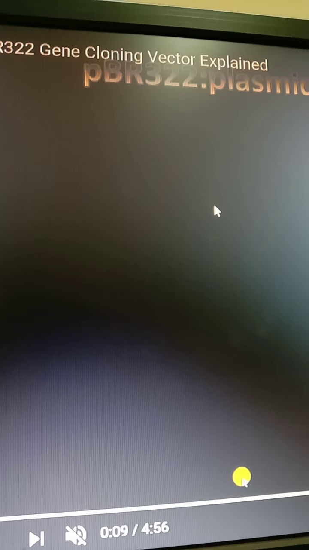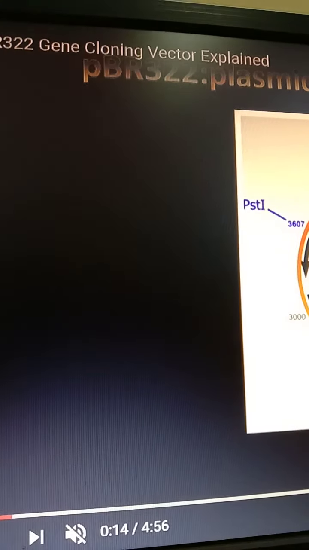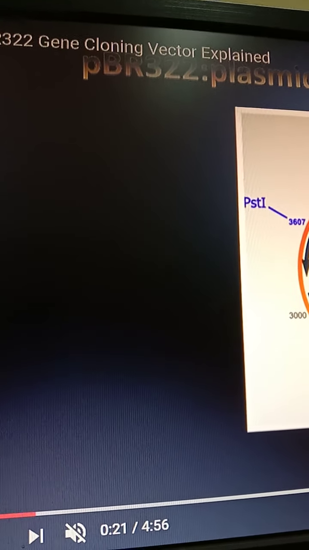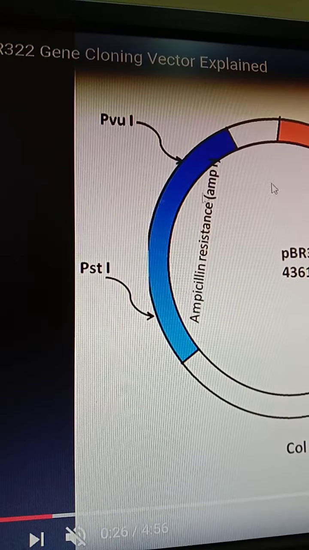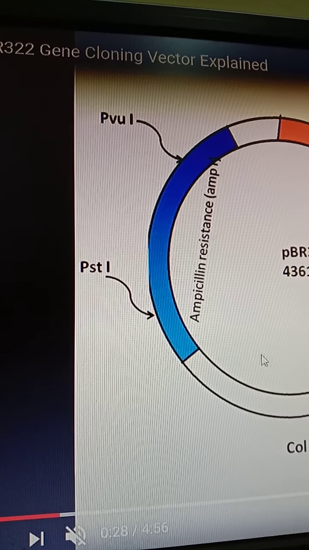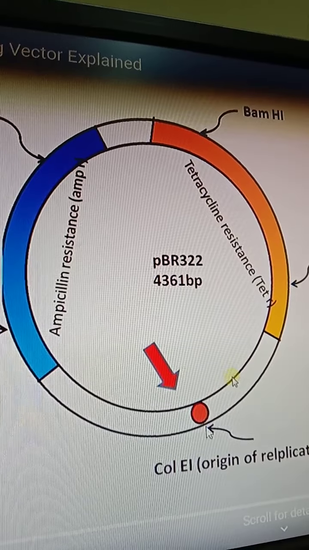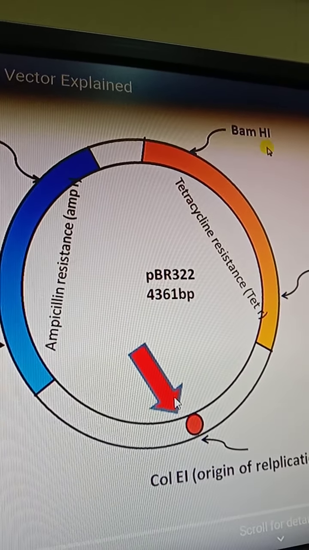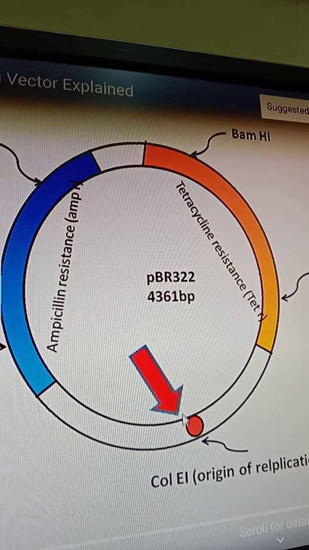Okay, pBR322 is a cloning vector. As we have discussed, a cloning vector should have some specific components. So the first component here is the origin of replication. This origin of replication will be helpful for replication of the plasmid within the bacterial cell.